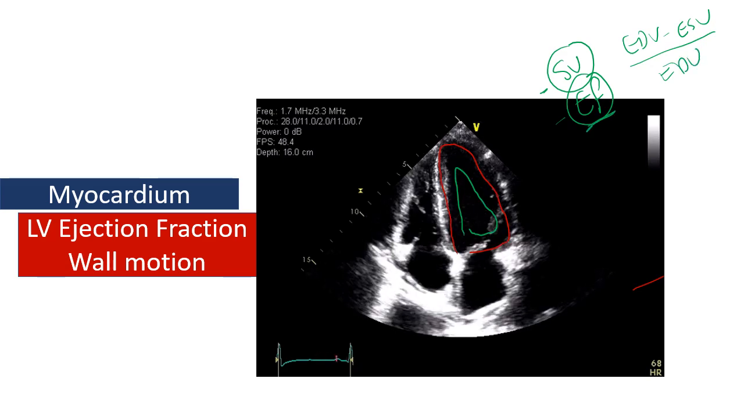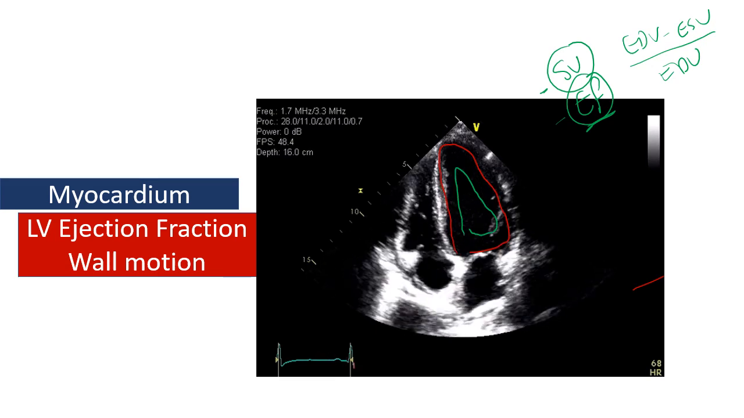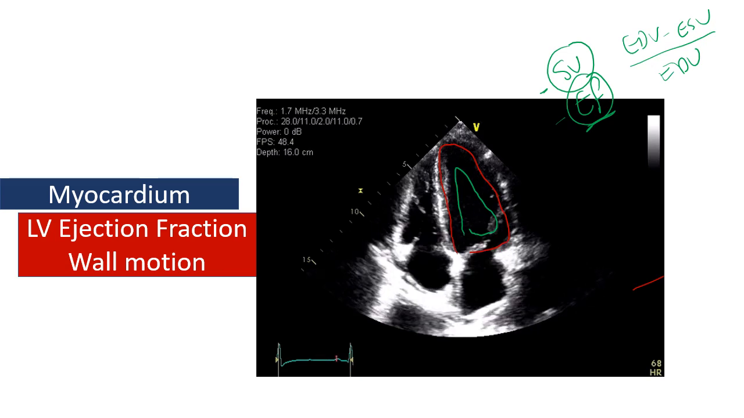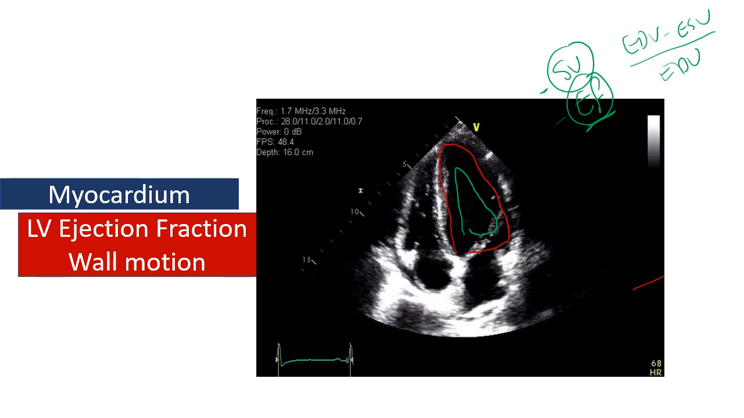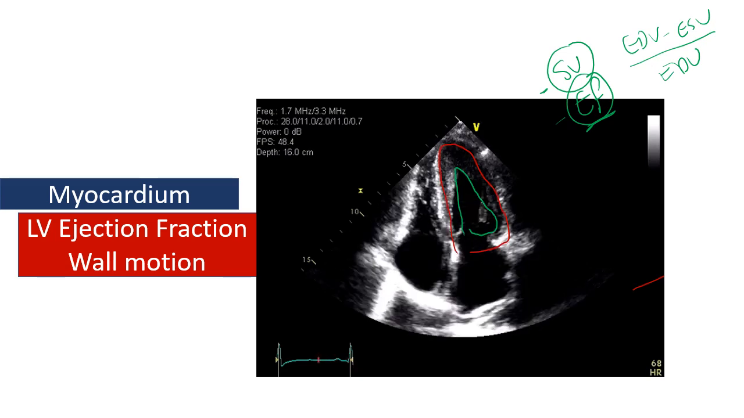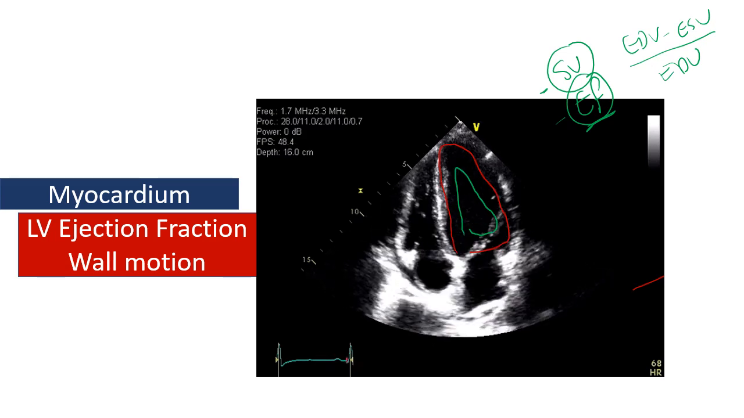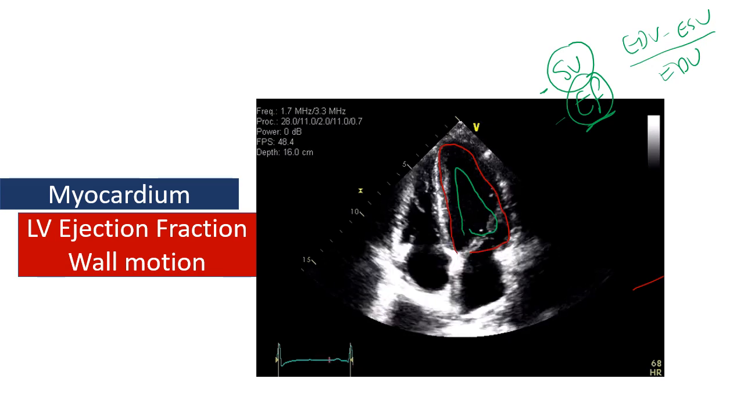And there is biplane Simpson, where you can trace the end diastolic and end systolic volumes in both the apical 4-chamber view and the apical 2-chamber view. This is to maximize the sensitivity and the specificity for your measurements, so that they will be more accurate and more representative of the real cardiac function, not to obtain it in one view only.